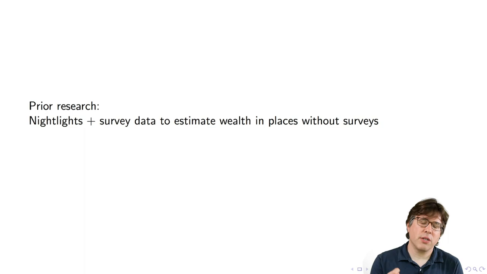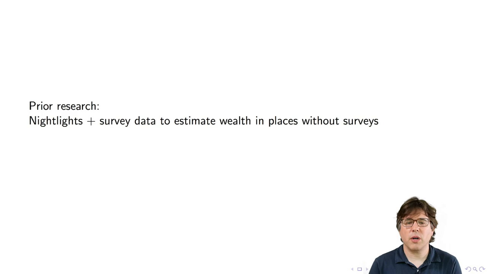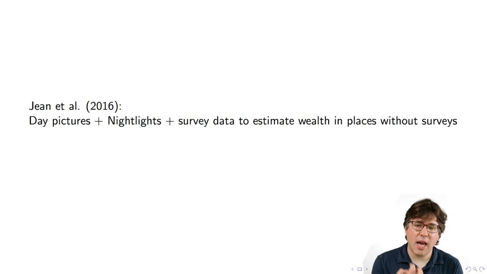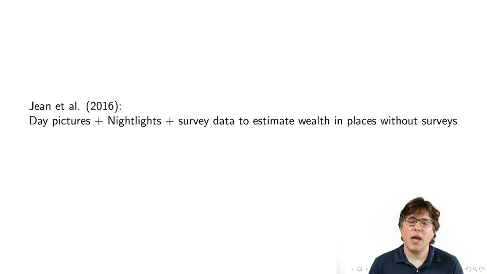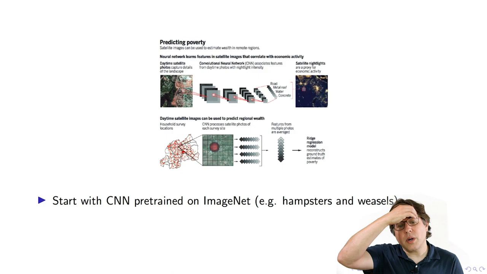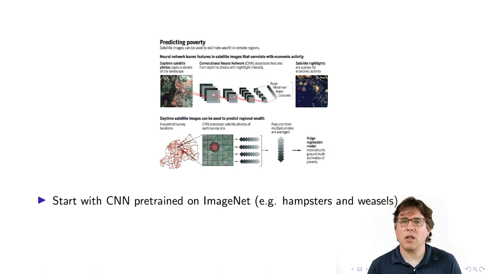So the prior research used night lights with survey data to estimate wealth in places where there was no survey data. This Jean et al. paper uses day pictures and night lights and survey data to estimate wealth in places without survey data. So how do they combine these day pictures, the night lights, and the survey data? They start with a convolutional neural network pre-trained on ImageNet. ImageNet is a large data set of pictures of all kinds of things like hamsters and weasels. So they start with a neural net trained with this data.